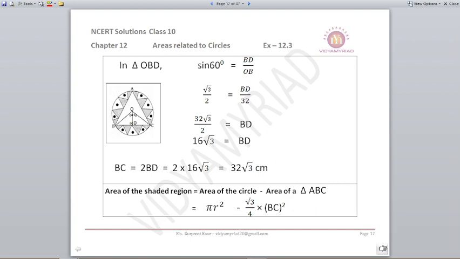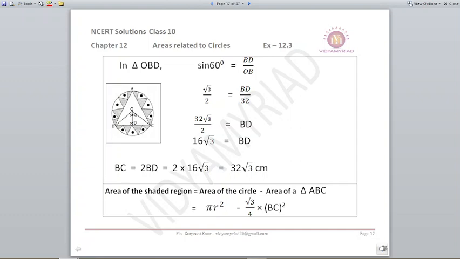Now OD is perpendicular, so angle ODB is 90 degrees. We know angle BOD will be 60 degrees, since it is equally divided. So let us take the triangle OBD, and using the trigonometric ratios and values we will find out BD. So sine 60 degrees is BD upon OB, and we know sine 60 degrees is root 3 by 2. So root 3 by 2 is equal to BD upon 32, which is given to us. That comes out to be 16 root 3. That is the value of BD. So what is BC? BC will be twice of BD, so it becomes 32 root 3 centimeters.